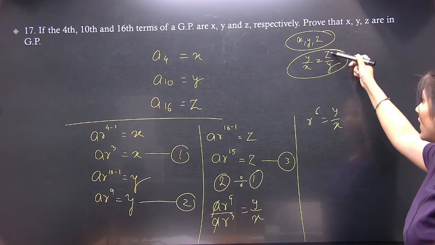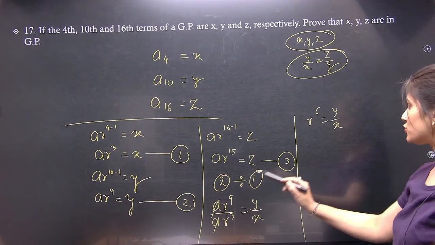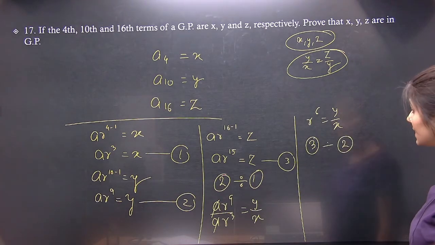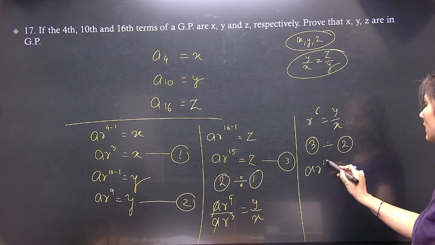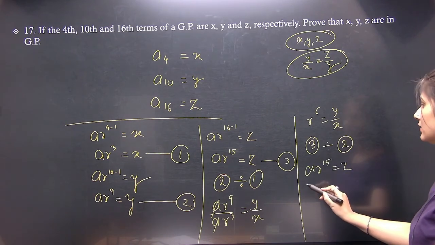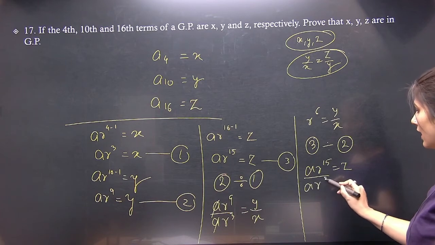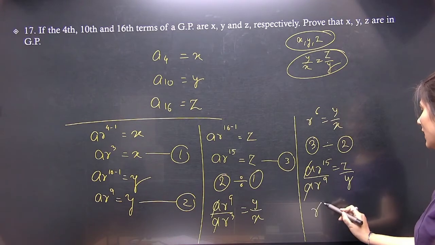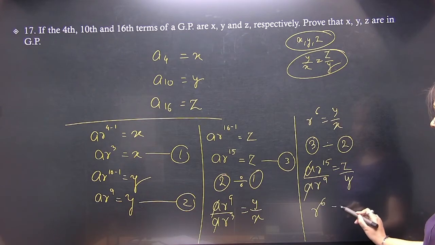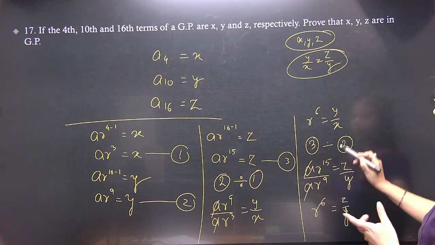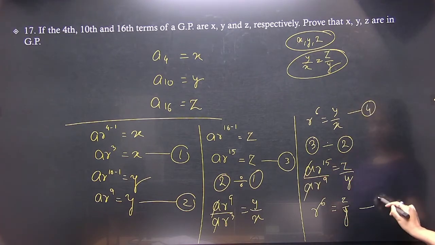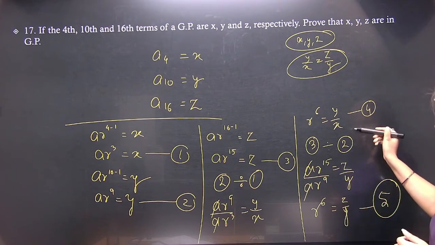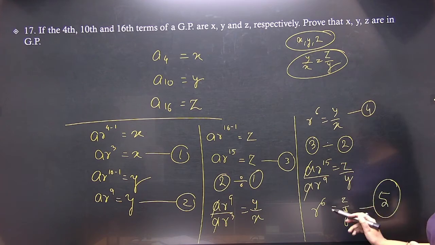Similarly, if I want to find Z by Y, then 3 by 2. So again equation 3 divided by 2. So equation 3 is AR^15 equal to Z and AR^9 equal to Y. So 15 minus 9 is actually 6, so it is Z by Y. Now, from equations 4 and 5, equations obtained on dividing, it is Y by X, R to the power 6, Z by Y, again R to the power 6.